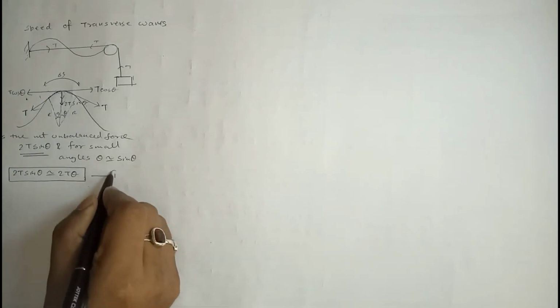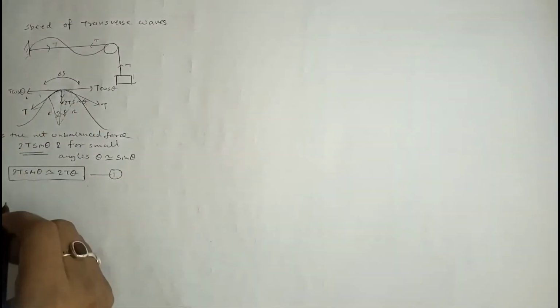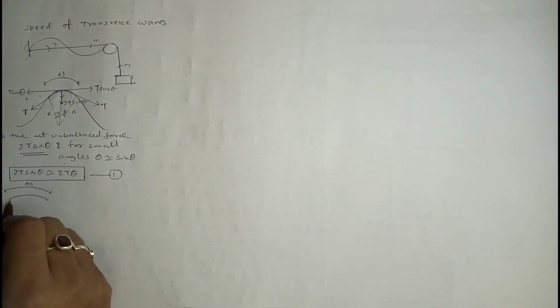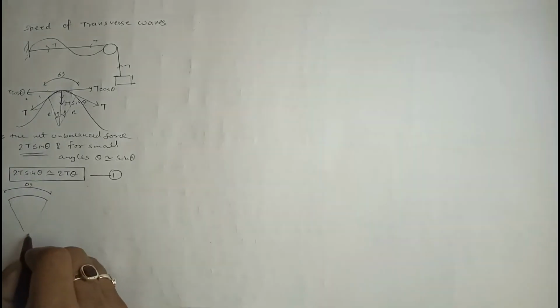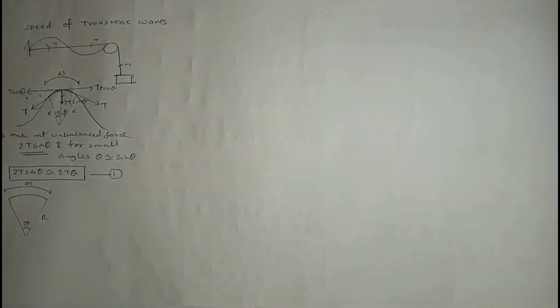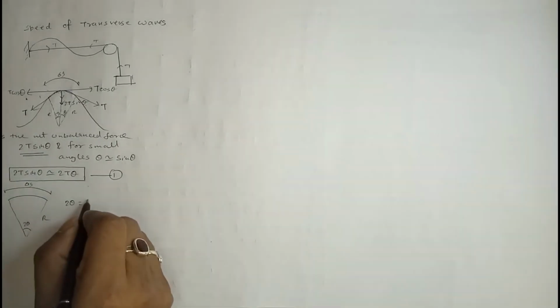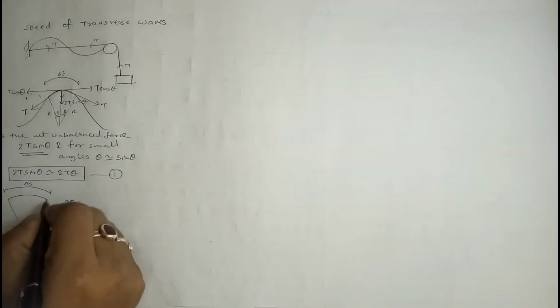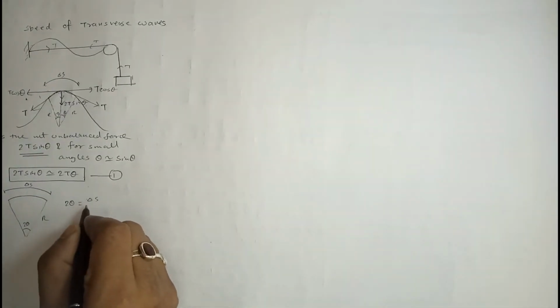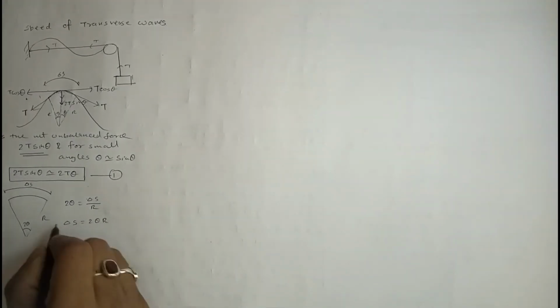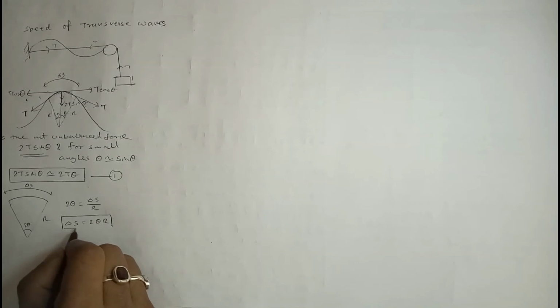Now we consider this part, it looks like this. Here the angle is 2 theta, because from the center on both sides the angle is theta, so we add these two angles, theta plus theta, we get 2 theta. According to the arc length formula, we have delta S is equal to 2 theta r. This is our equation 2.